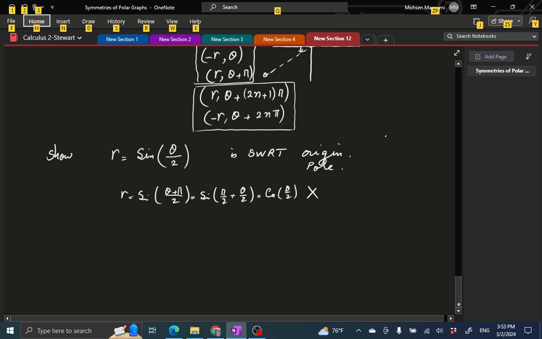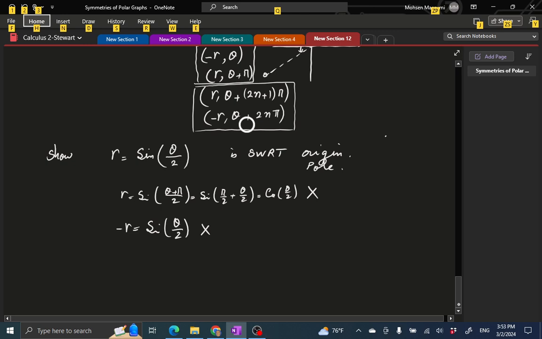Let me try the first one. Does that work? Minus r is equal to sine of theta over 2. Okay, so I replace r with minus r, theta with just theta, and this is no go because this is not equivalent to what I had before. This has a minus and that one doesn't.